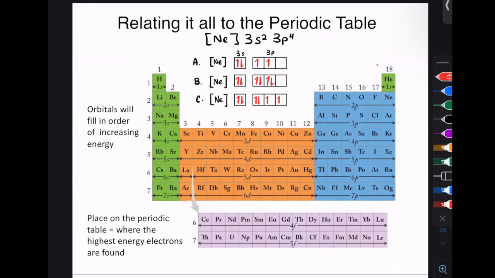Now here's the abbreviated form of that same configuration. Instead of writing it all out, now I'm just showing you the shorthand. So it's everything that's in the neon core, and then we're just focusing on the valence electrons. So again, following Hund's rule, what's the right orbital diagram for this? All right, C seems to be the consensus, and that's correct.